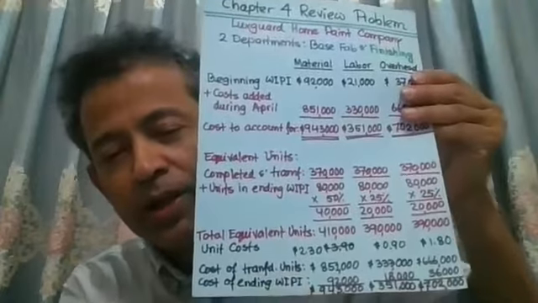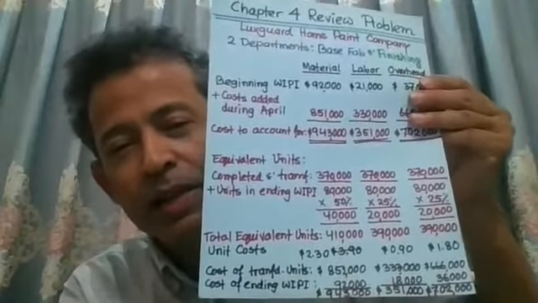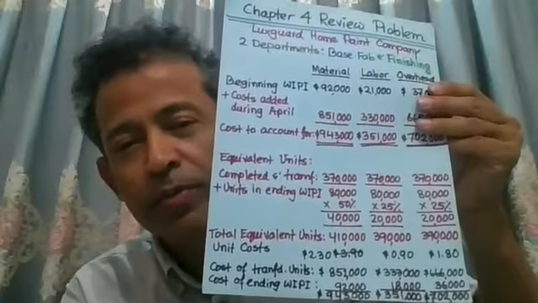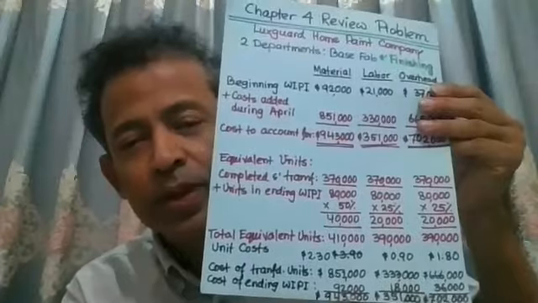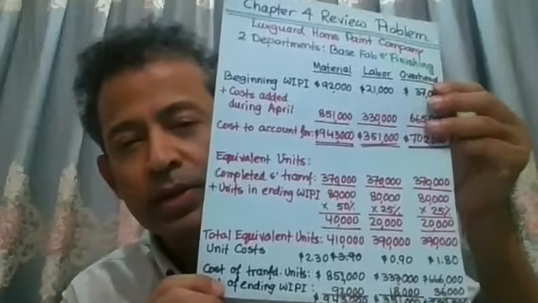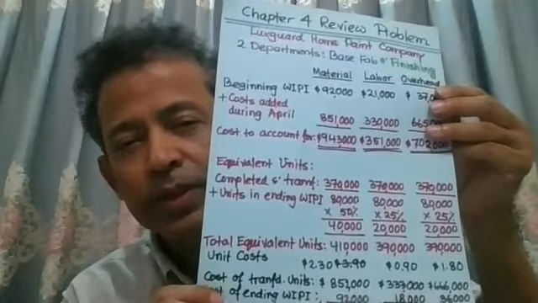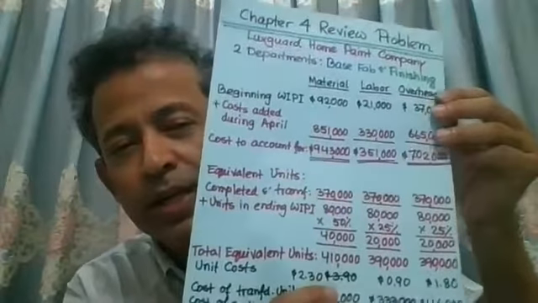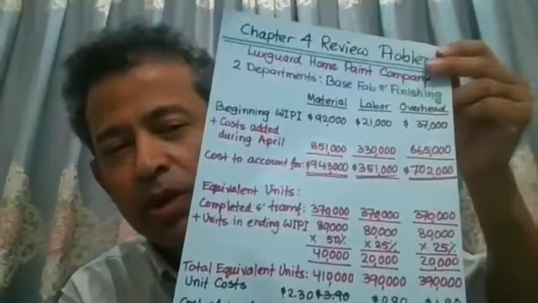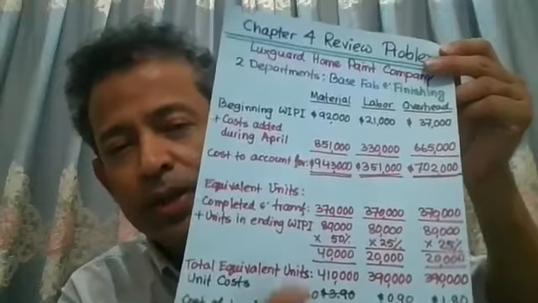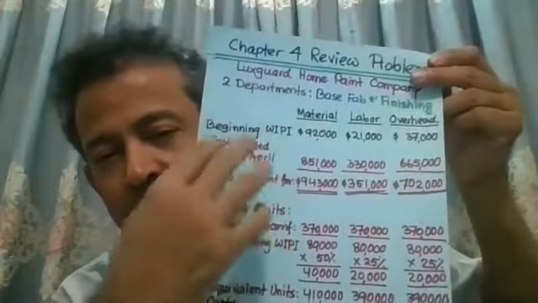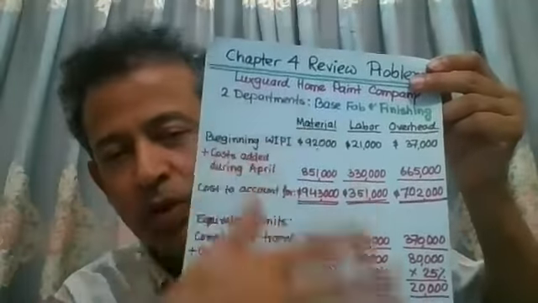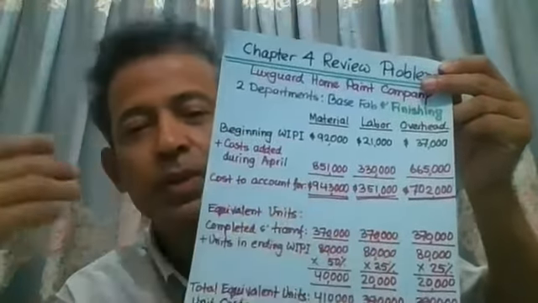I'd like you to take a look at this. I have this practice of extracting the pertinent information from a long question. So this is what I did. You can see we have the two departments and we have three columns here: material, labor, and overhead. I didn't have a total column, not necessary. So material, labor, and overhead, and you can see beginning work in process. This is beginning in the base fab department. So all the discussions, the whole work is about the base fab department.